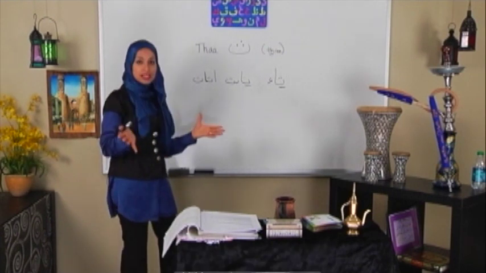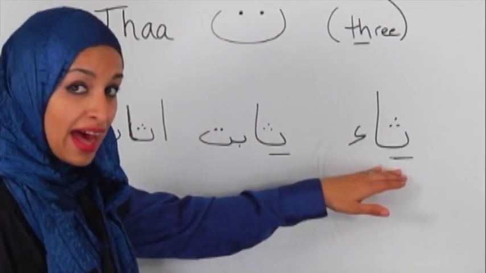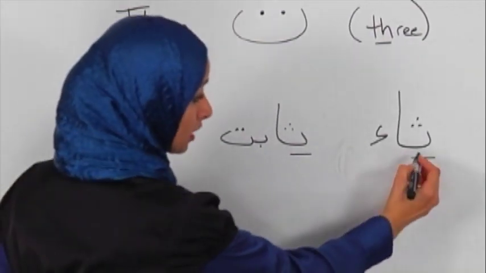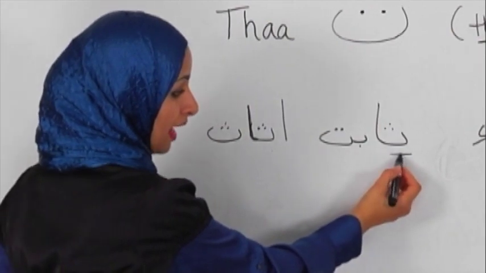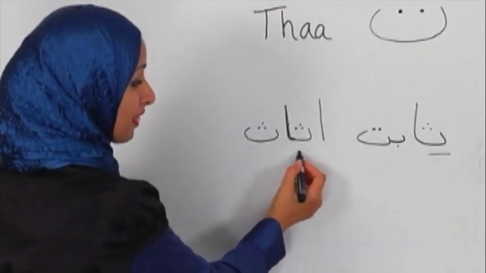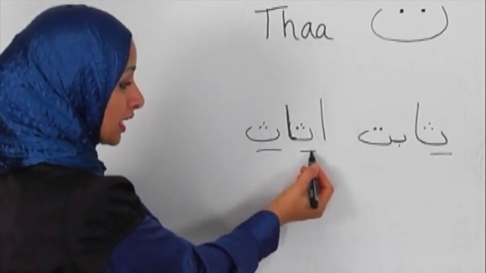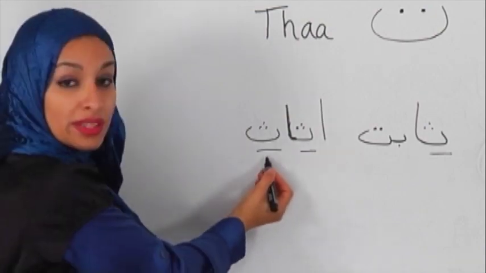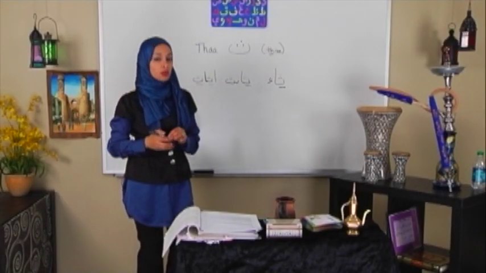So let's do a tadrib and we'll hear how it sounds in the words. The first word here is tha. We see the tha in the beginning of the word, tha. Thabit. The tha here is also in the beginning of the word, thabit. And athath. Athath here has two thas in the second letter of the word and also at the end of the word. So now you have tha. And that's all the letters that we'll be covering today.